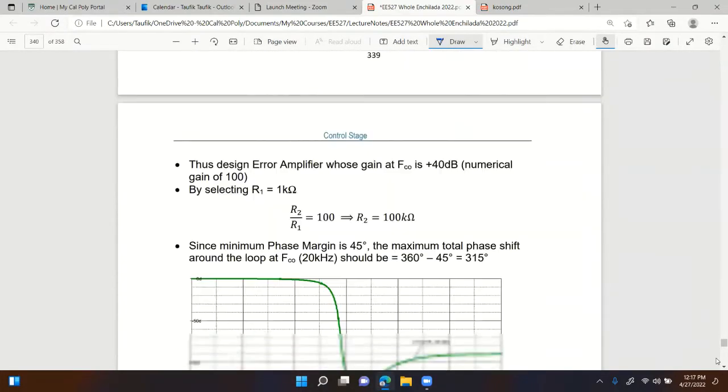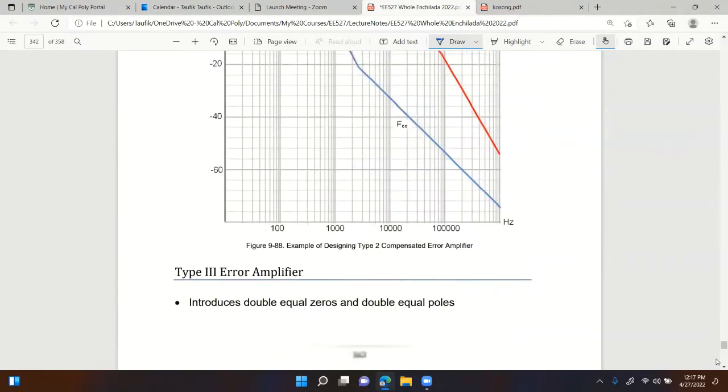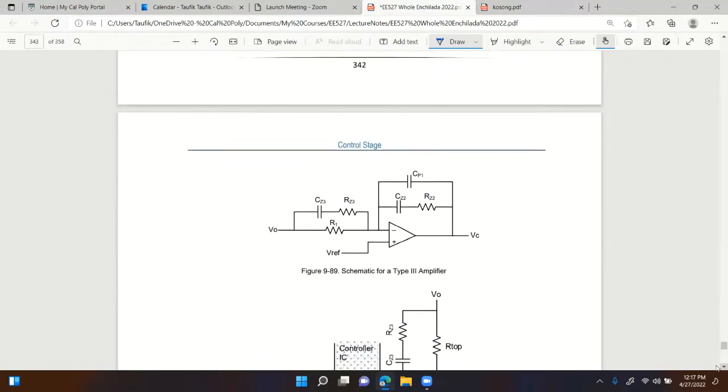Now, let's move on to the next topic. Okay, once we're done with type 2, then we also have this different type of compensator called type 3 compensator, right? What is a type 3 error amplifier or compensator? It is the type that introduces double zeros and double poles. You'll see soon the reason why we want to add double zeros and double poles. That's different from type 2, right? Let me show you the graphs first.